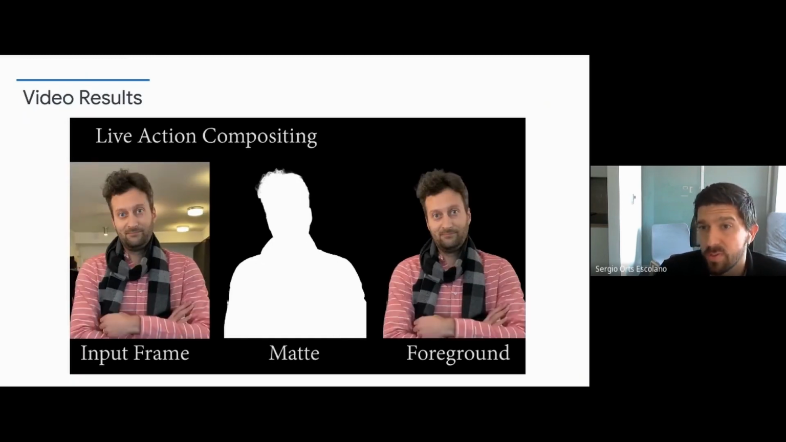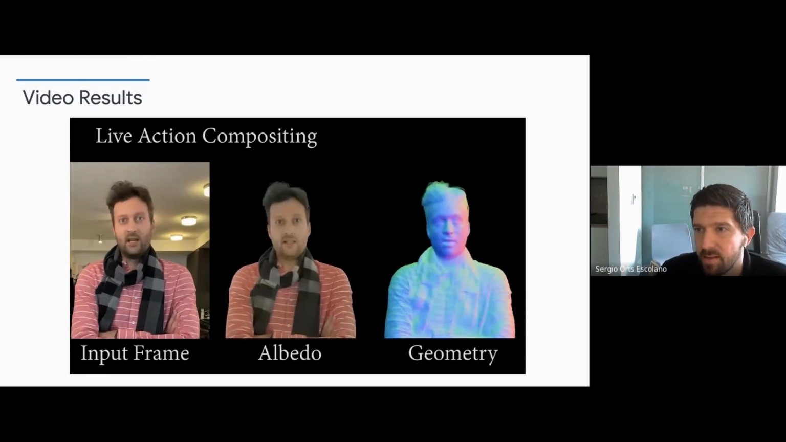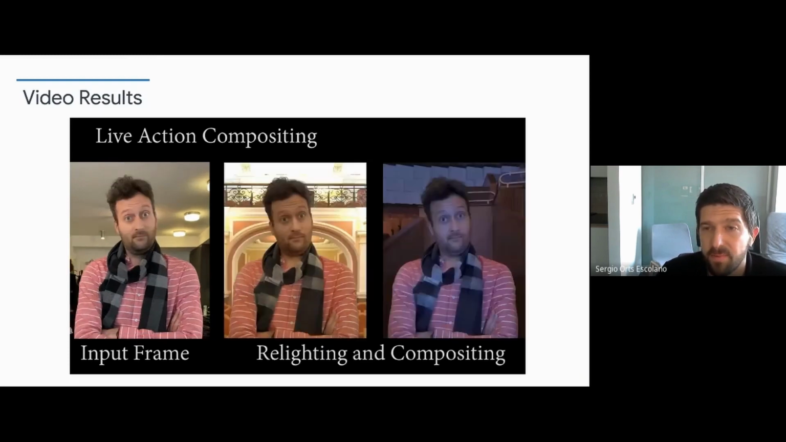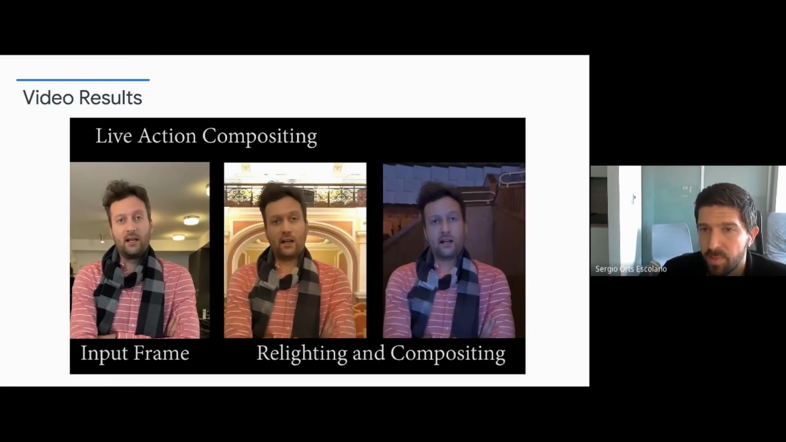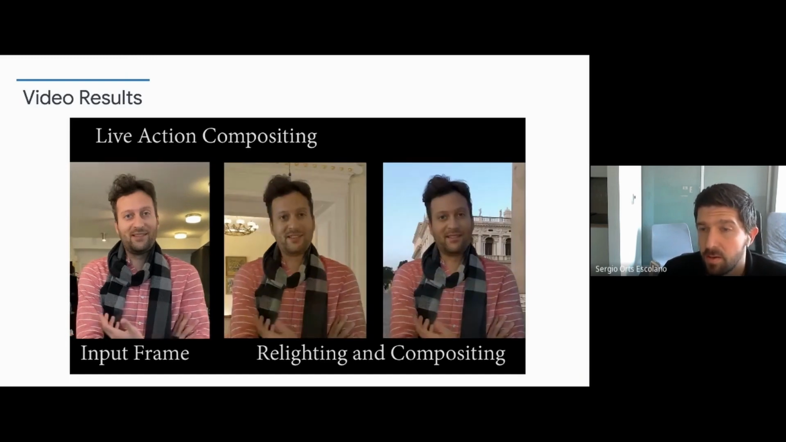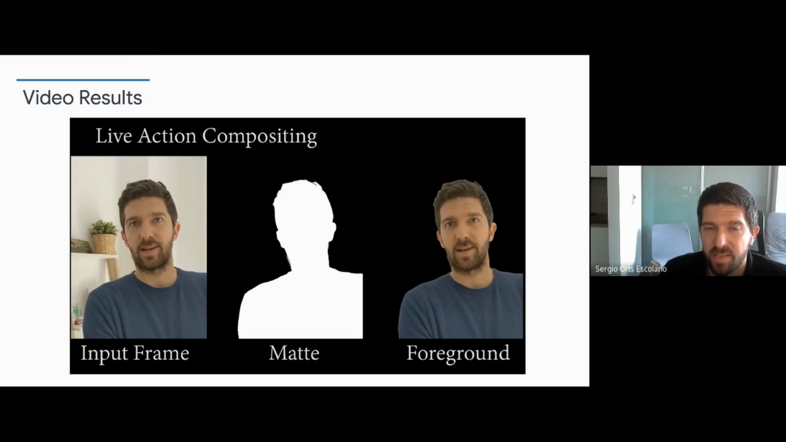Although our network was trained on single images, so no temporal information, we also generated results running our network for each frame of a video, and a few results are shown here. In particular, we see per frame alpha matte, albedo, and some relighting results, as we can see here.